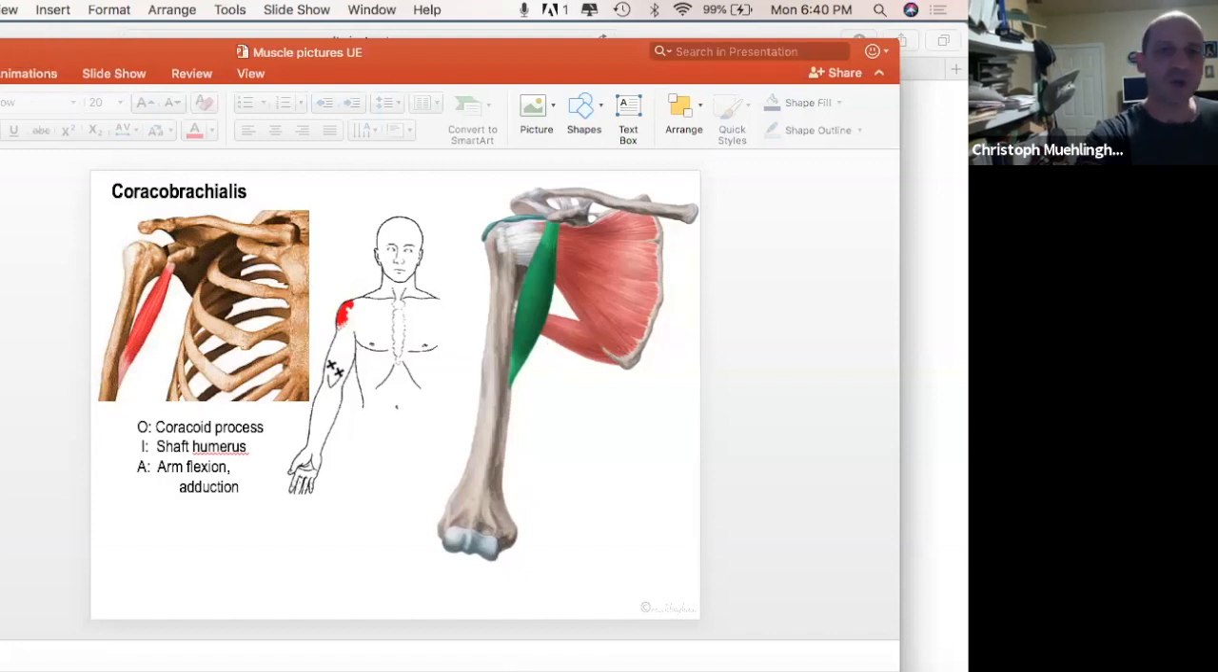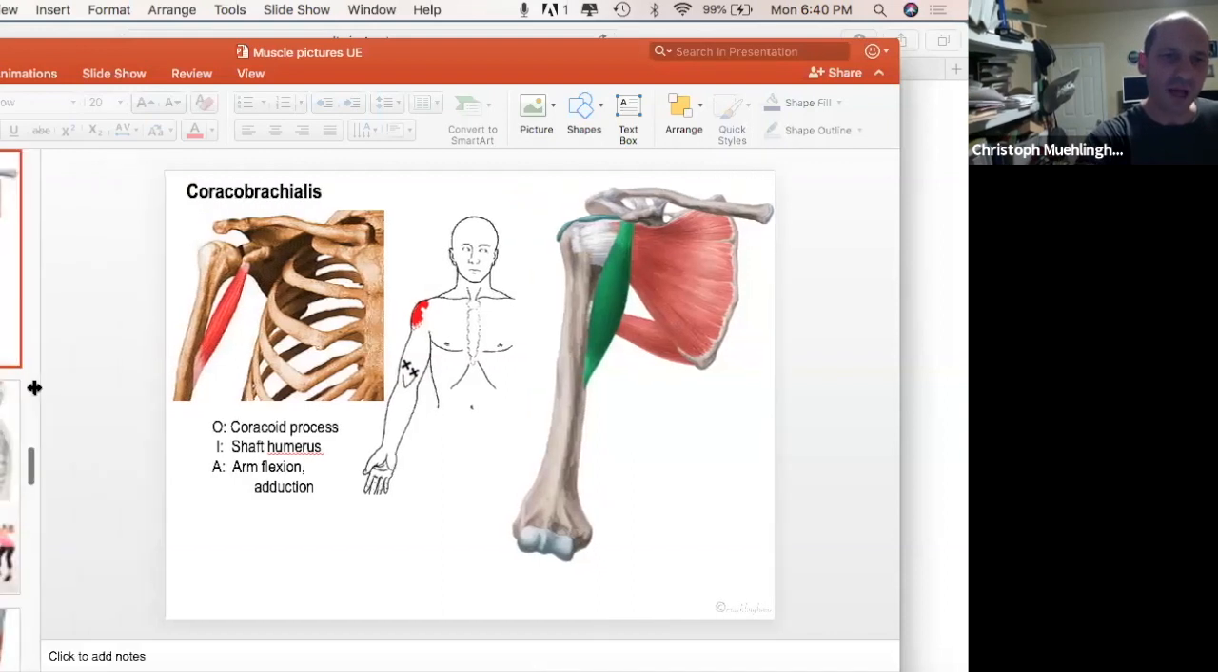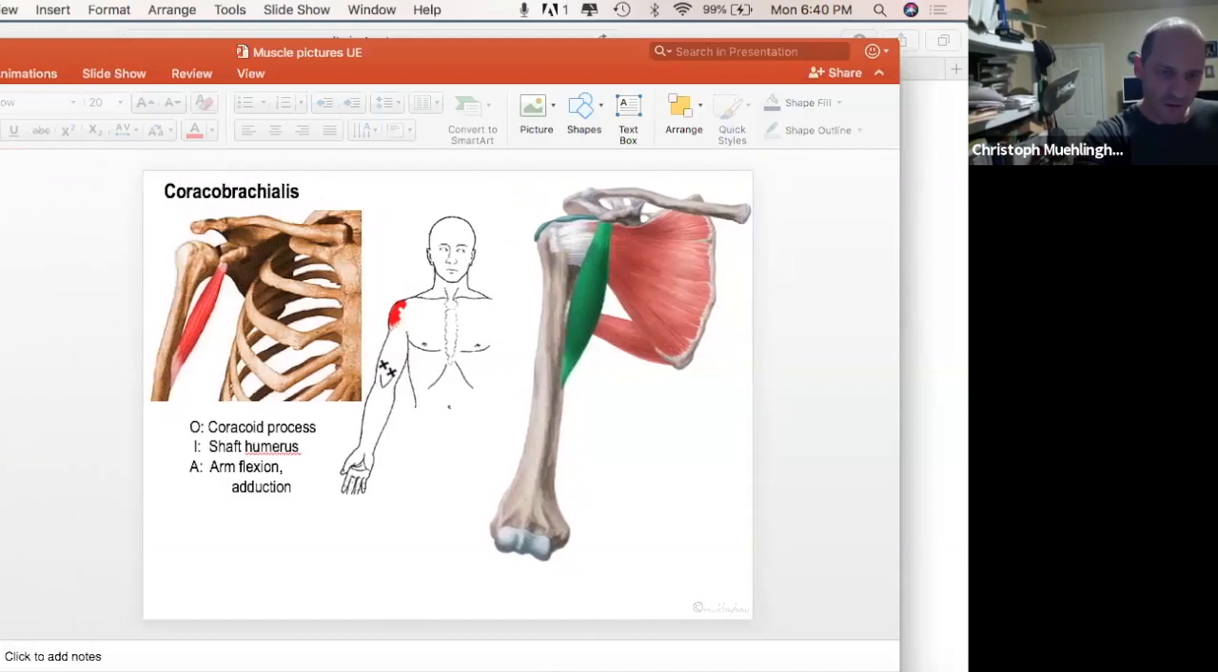So I think those are all the ones that I want to check on in today's session. After that we get to the elbow movement. So those are the next muscles.